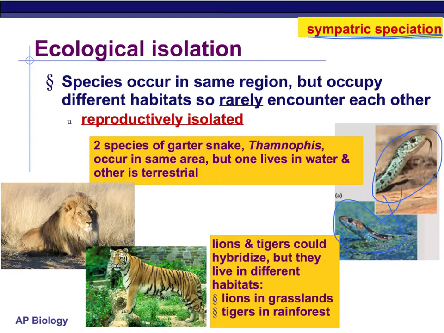We've talked about this one before, the whole lions and tigers thing. Technically, they do produce offspring. We've done that in captivity. But lions prefer grasslands. Tigers prefer rainforests. The distance isn't that great that they couldn't meet each other, but because they don't like where the other lives, they're never going to wander that far. A lion isn't going to just start living in a rainforest all of a sudden and start mating with a tiger. So this would be ecological isolation.